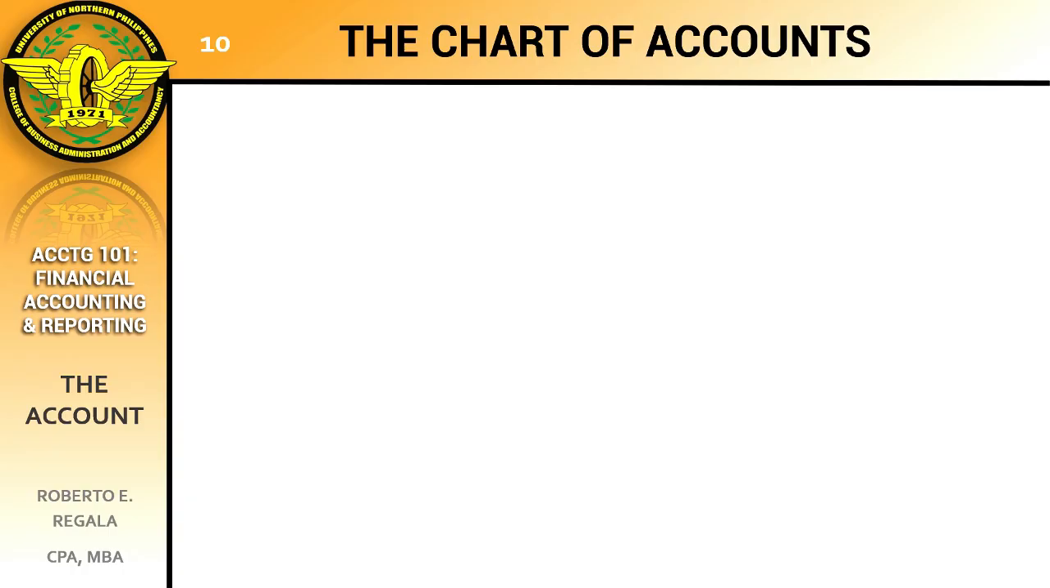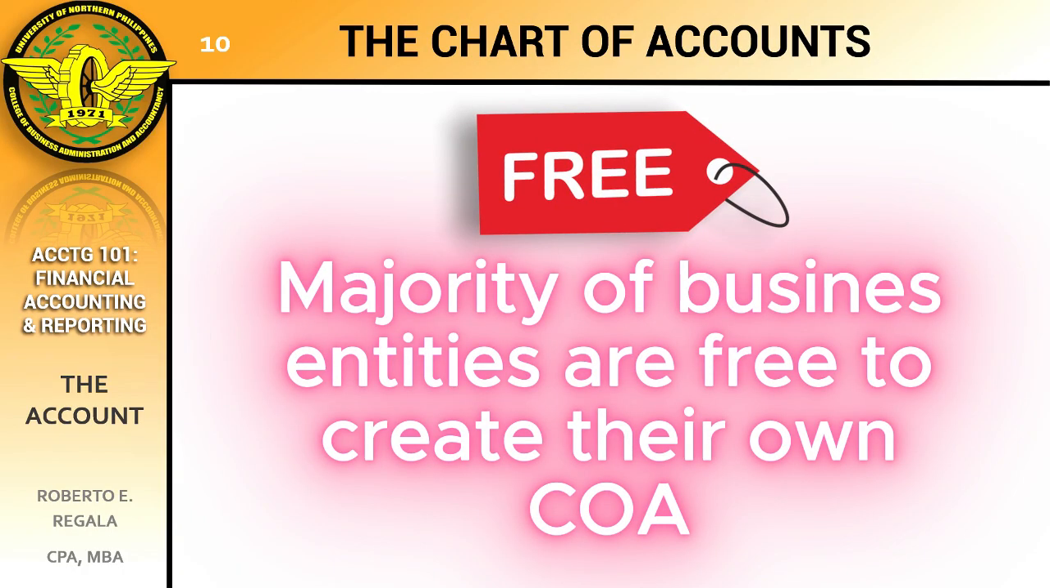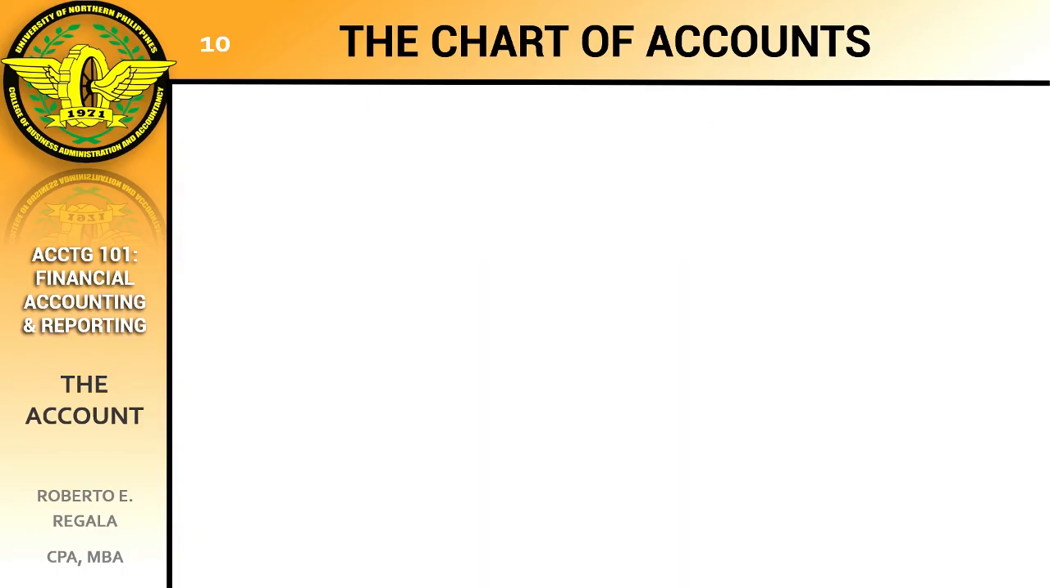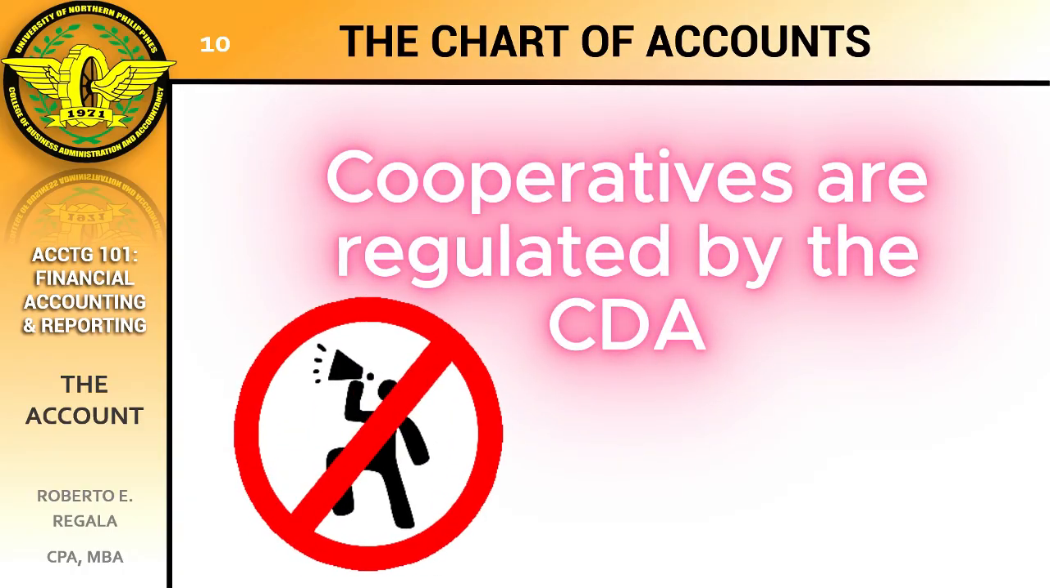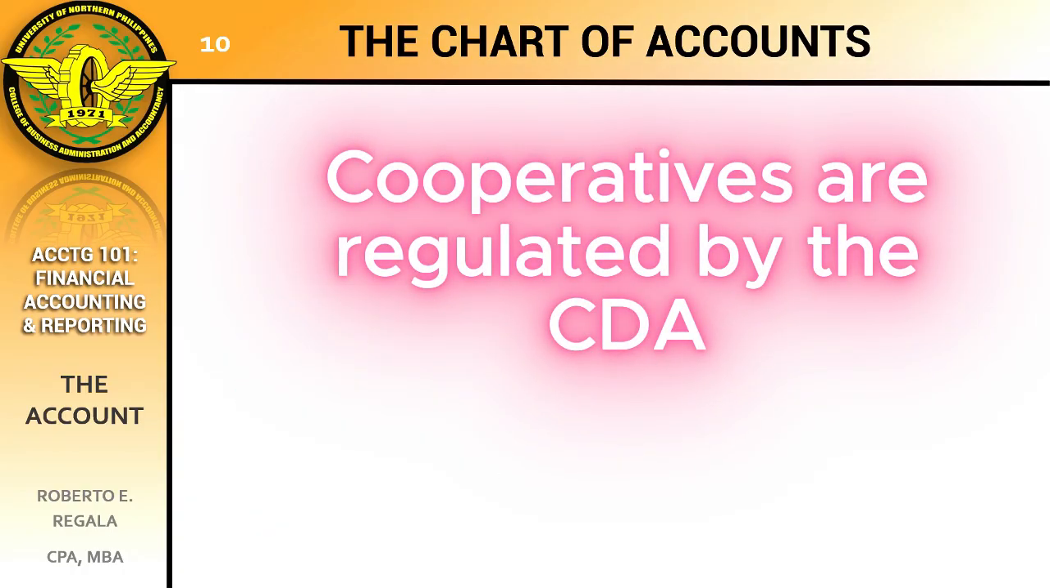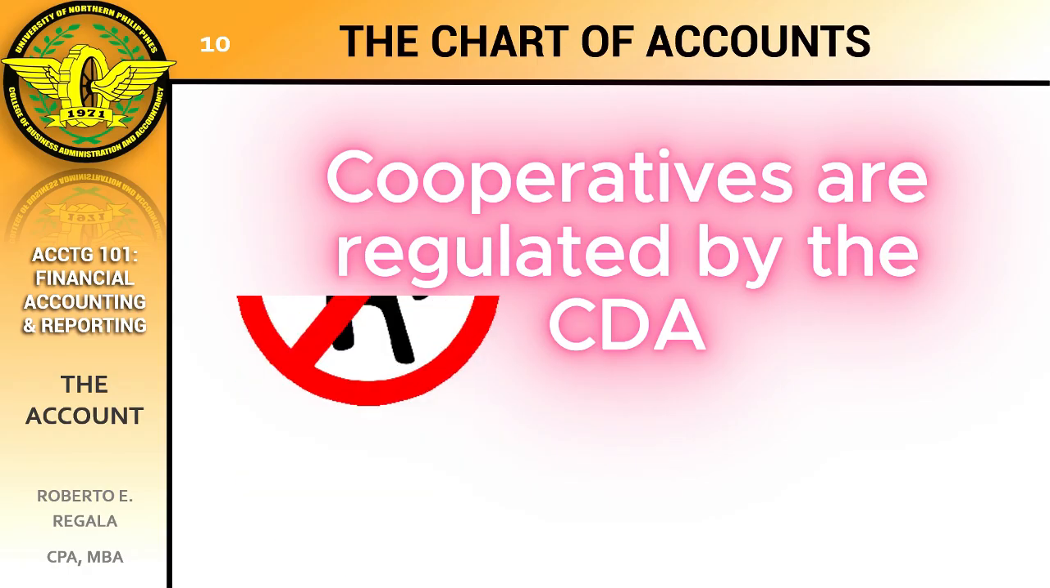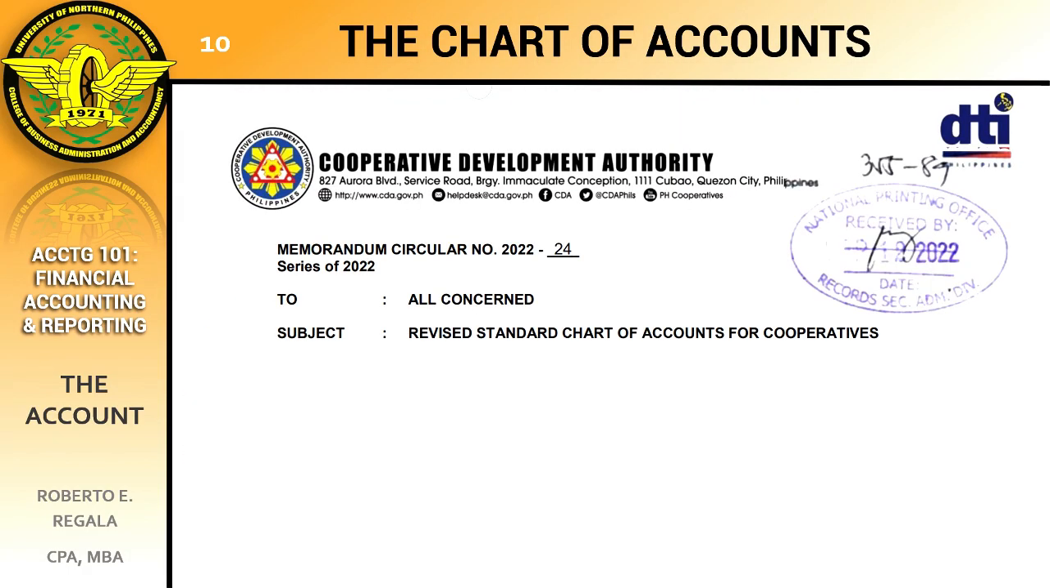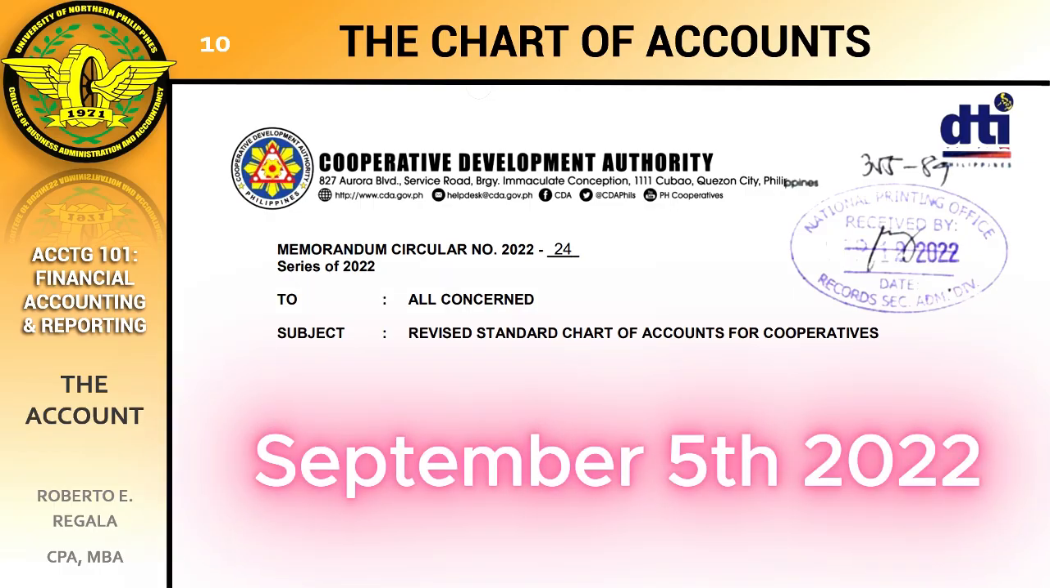stuff. The majority of business entities that are either a sole proprietor, partnership or corporation are free to create their own charts of accounts. However, cooperative businesses are heavily regulated, and part of the control mechanism is the mandatory adoption of a CDA-designed chart of accounts. On the slide is the revised standard chart of accounts for cooperatives approved by the CDA on September 5, 2022. Shown is the first section of the chart.